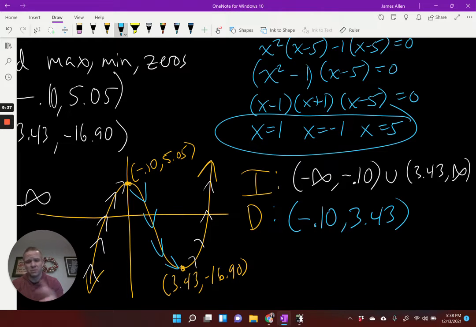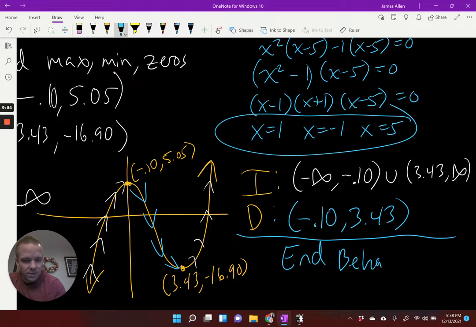We have zeros from both factoring as well as we showed it with our calculator. That covers a lot of polynomial. Ooh, one more thing, actually. How about end behavior? Okay, end behavior. And then I promise we're done with this one.